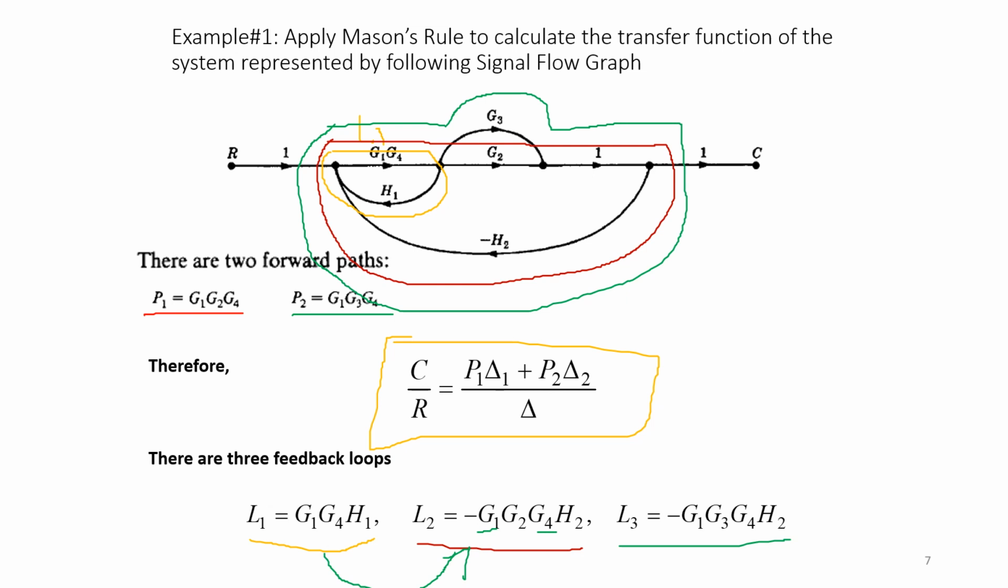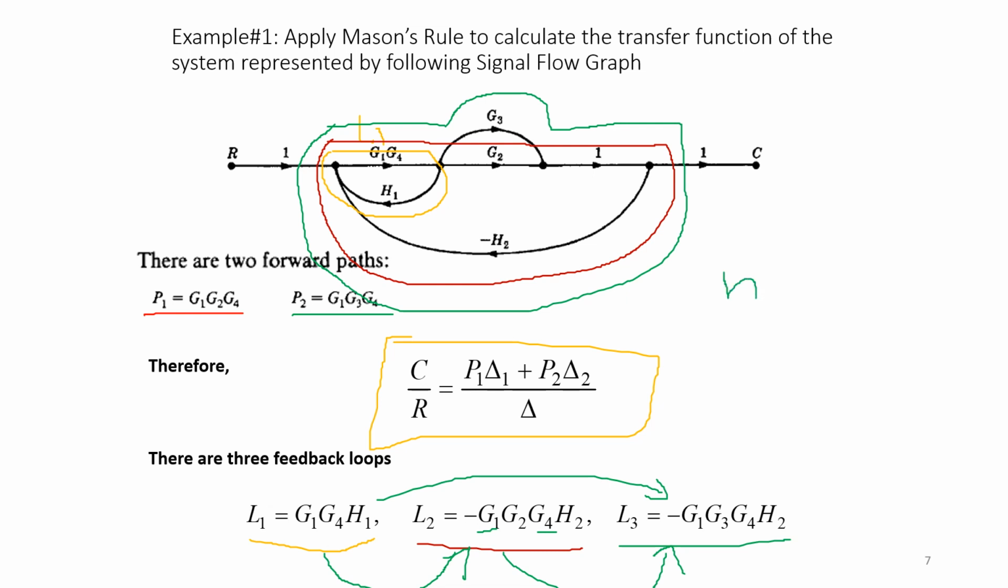Similarly, compare L1 with L3. Now I am comparing these two. Here you have G1, and here also you have G1; you have G4 here, and here also you have G4. So these two also touch each other. The next thing is you need to compare L2 with L3. If I compare L2 with L3, again here we have G1 and G4 coming here. So all the loops touch each other, so there are no non-touching loops.